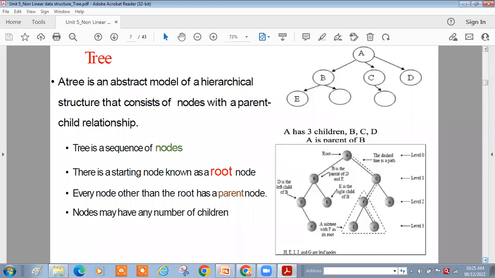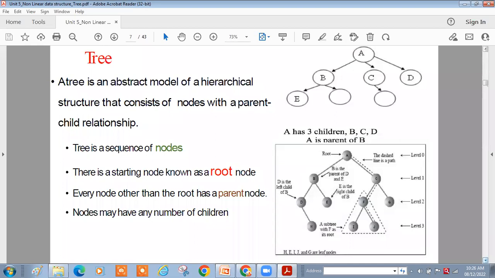So here, if I observe this, you can see as the parent is there, the parent has a number of children, and accordingly in a hierarchical manner the tree is organized. So a tree is a sequence of nodes. The starting node is called the root, and every node other than the root node has a parent node, and that node may have a number of children.